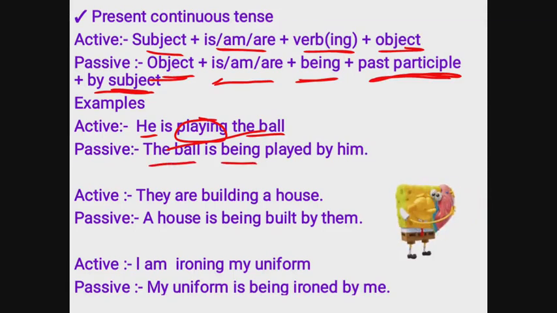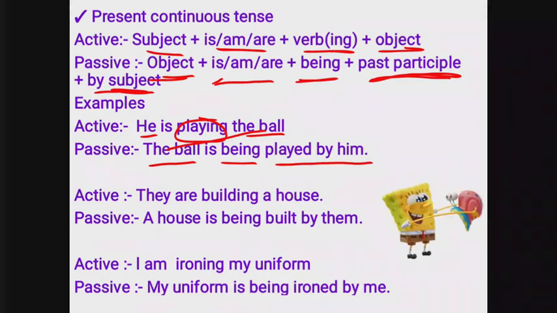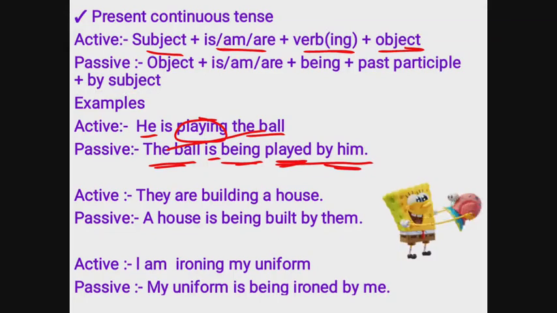The ball is being played by him. So this is your object. Your auxiliary verb is, plus your being, plus your past participle played. Then you put by him. So we've already changed this into passive voice.